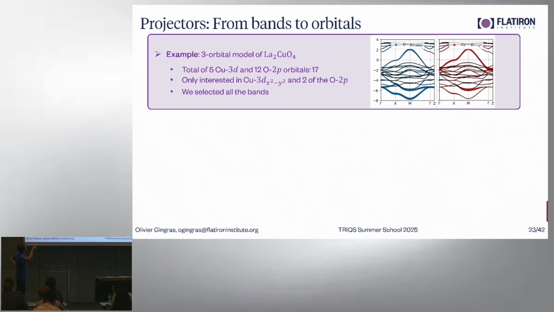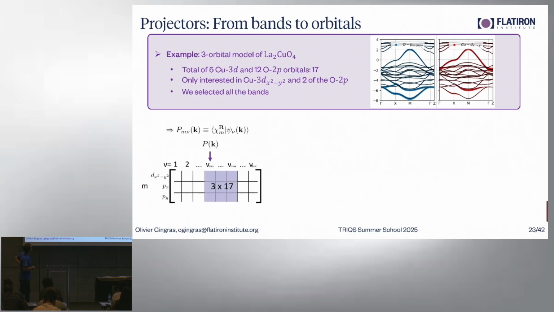So if I was to do the DFT calculation, I would have a bunch of bands, and I'm only interested in those around the Fermi surface, which have these orbital characters. There's 17 bands here, because these bands result from the hybridization of the 5 copper d electrons and the 12 oxygen p electrons. But we're only interested in these 3. Right?